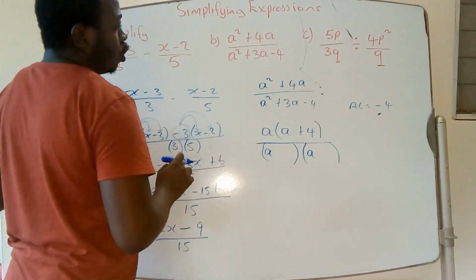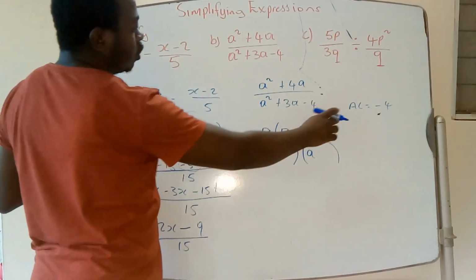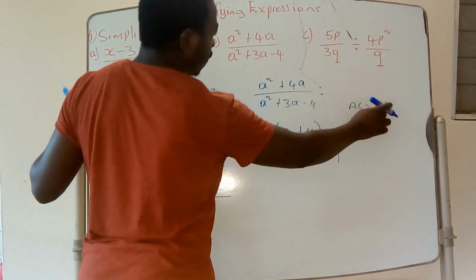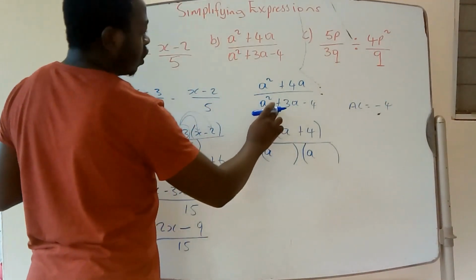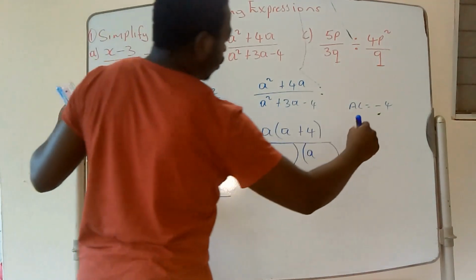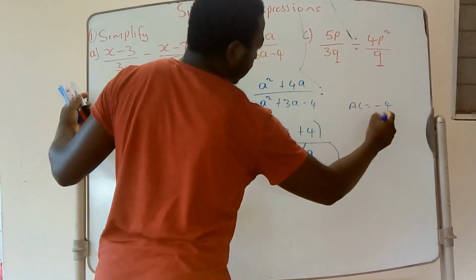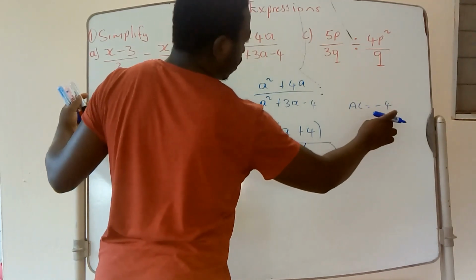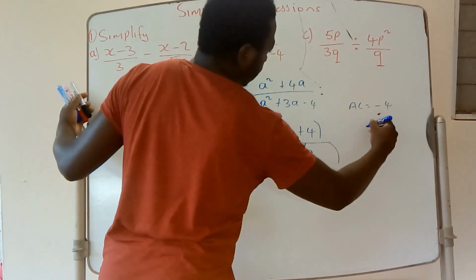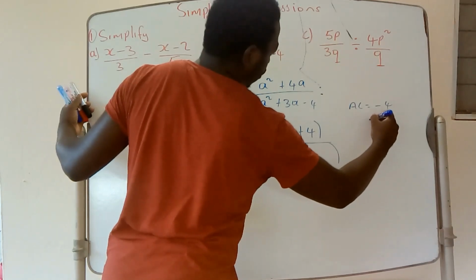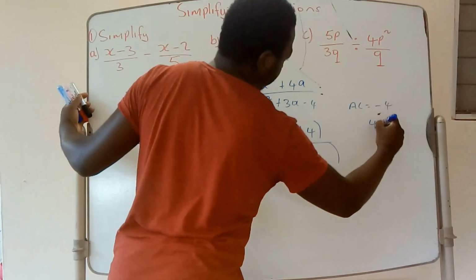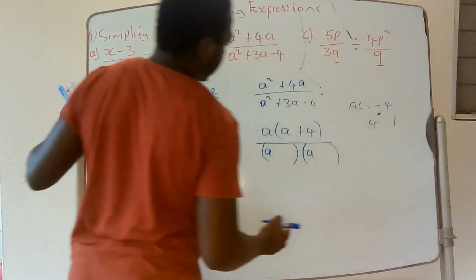Now, we want two factors of minus 4 that give us positive 3. So if you have a factor of 4 as 2 times 2, and you have 1 times 4, or 4 times 1, let's write 4 and 1, right?